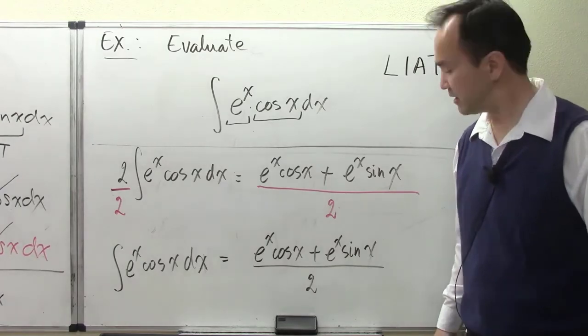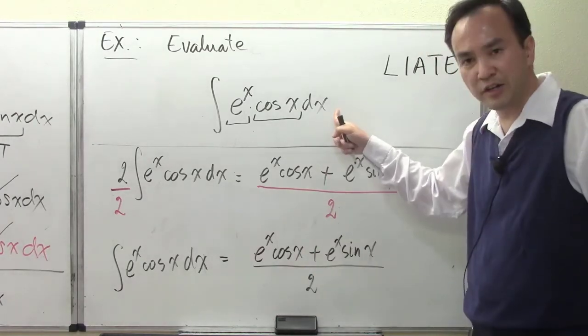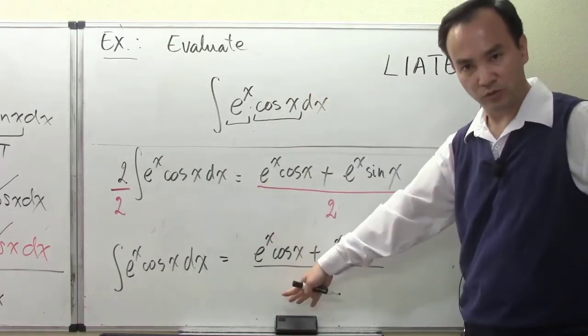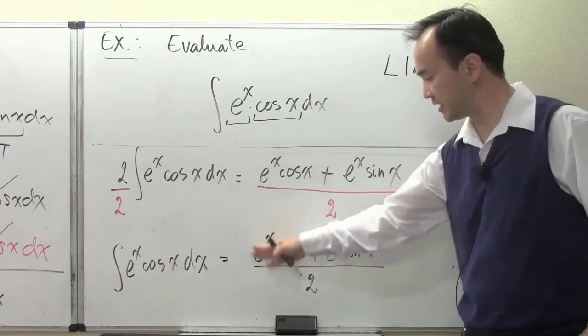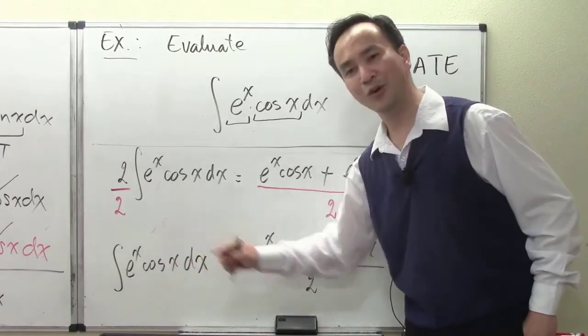What have we done here? We have found the final answer. That was our original problem, and we would like to find the answer to that. That's what we have found. This is the final answer, the indefinite integral of e to the x cosine of x.